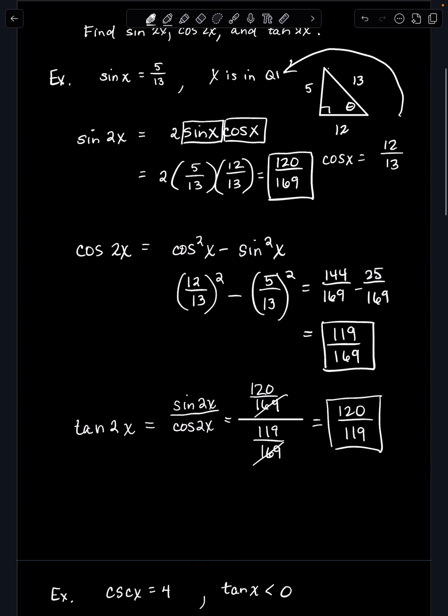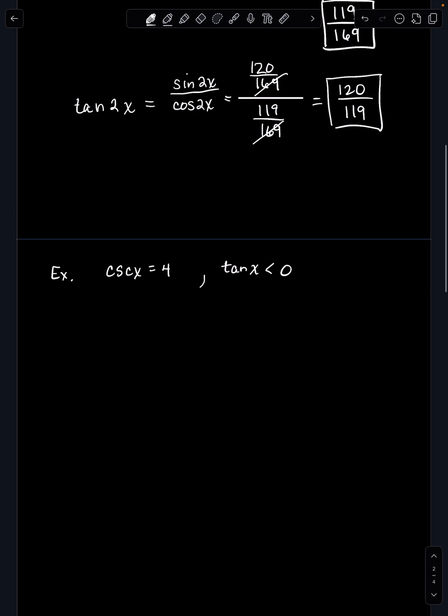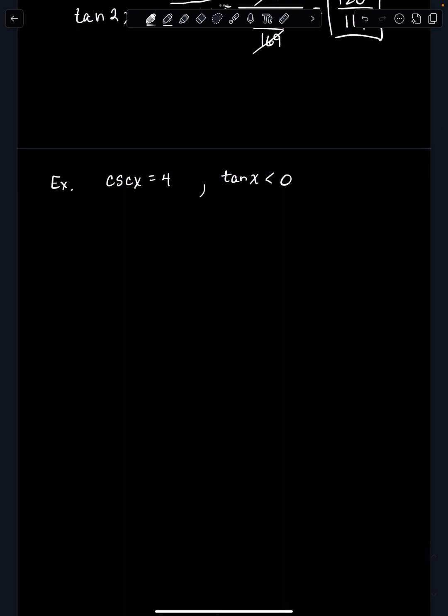I want to do one more of those to make sure you understand how important it is that they tell us what quadrant theta is in. Alright, so I am given that the cosecant of x is 4, which I know is the reciprocal for sine. So the sine of x is going to be 1 over 4.